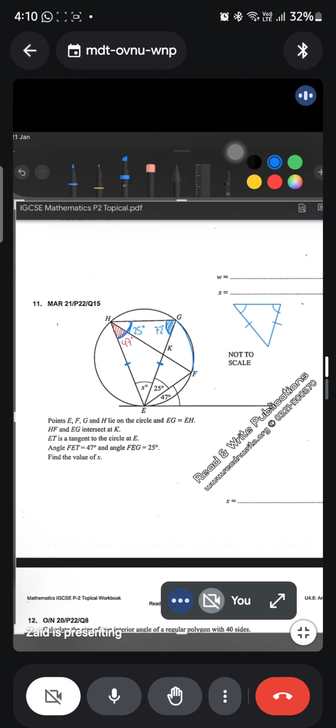Because now we have got the whole triangle with us. Two of the sides are known, two of the angles are known. So this is 72, and that is 72, and I need to find x. So x is going to be 180 minus 72 minus 72. Answer, please. 36.